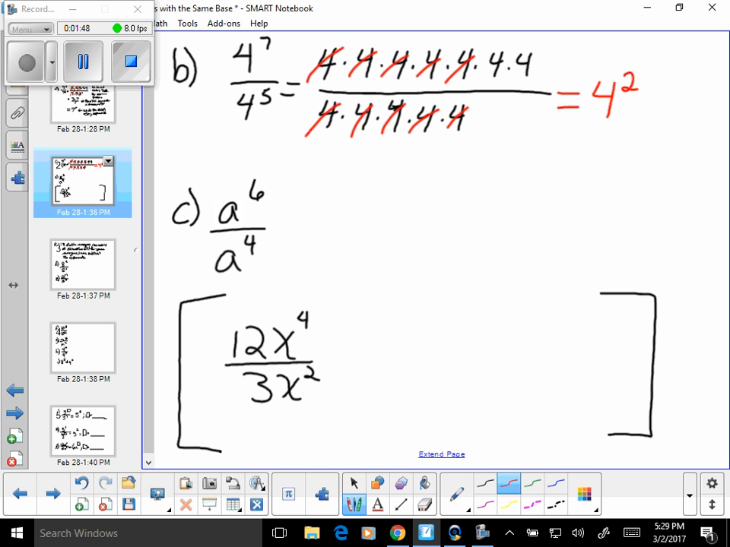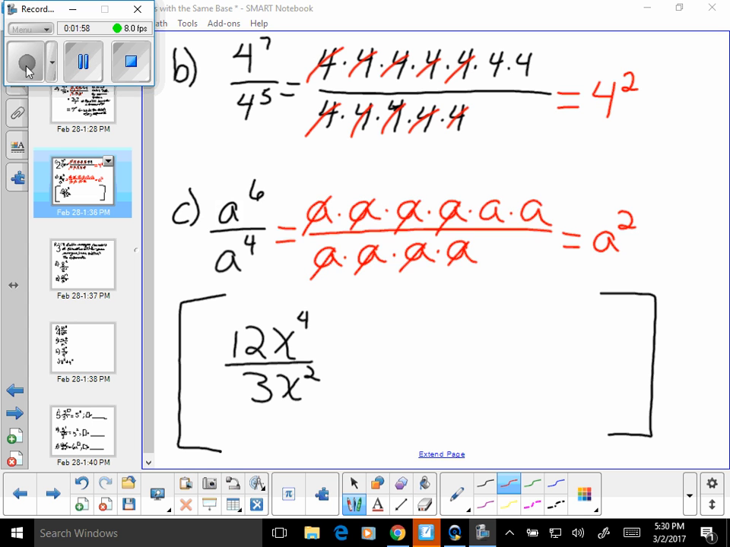Let's look at sample C. This time, you hit pause, and you try it. Did you find your answer is a squared? Now, don't get to thinking that the answer is always squared. It just happens that the last 3 examples have been that way.